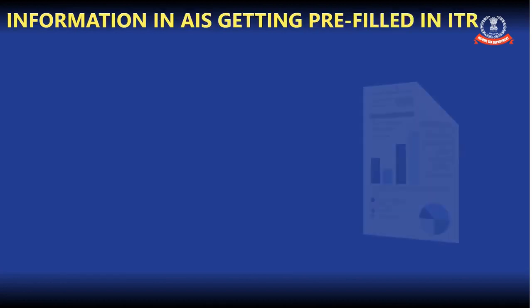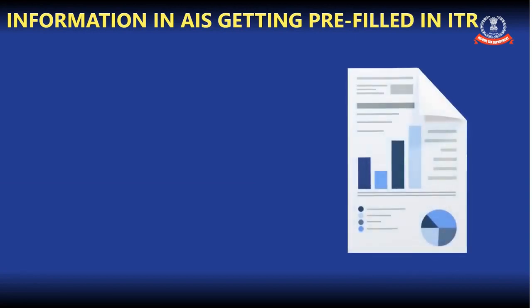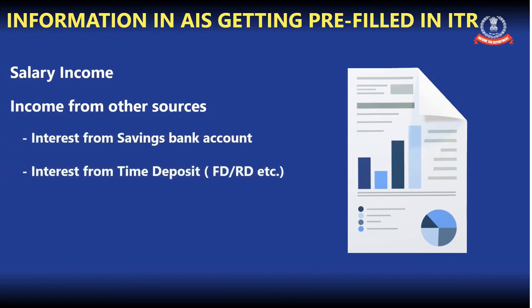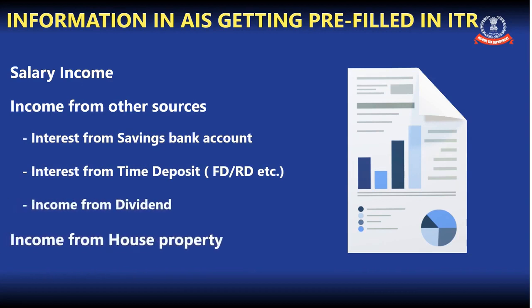You would also be interested in knowing what information in AIS is getting pre-filled in ITR. Kindly note salary income. Under the head income from other sources, interest from savings bank account, interest from time deposit, that is fixed deposit and recurring deposit, and income from dividend is getting pre-filled. Along with that, income from house property is also getting pre-filled in ITR.